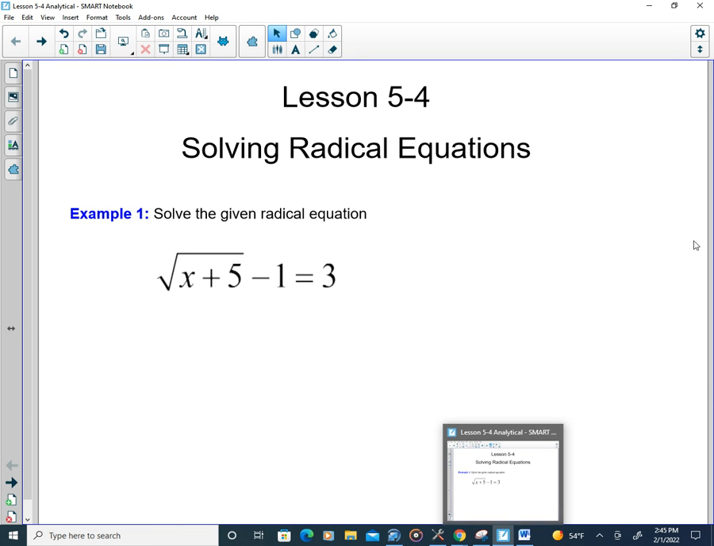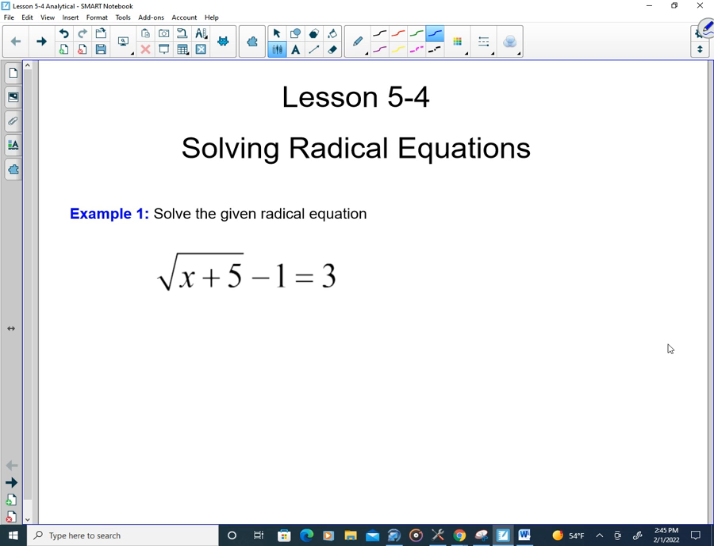Today we're going to learn about solving radical equations. A radical equation is an equation that has a radical. It can have a square root, it can have a cube root, and so forth. Your goal to solve a radical equation is to isolate the radical.